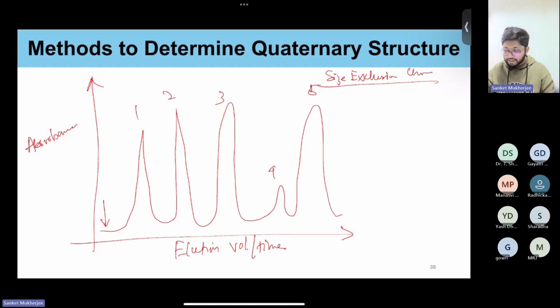So in case of size exclusion, for example, peak 1 will have the highest molecular weight, then there is peak 2, 3, and so on. The last eluting peak would have the least molecular weight. And based on this, you can form a standard curve, something like this, and you can find out the oligomeric state of your protein.